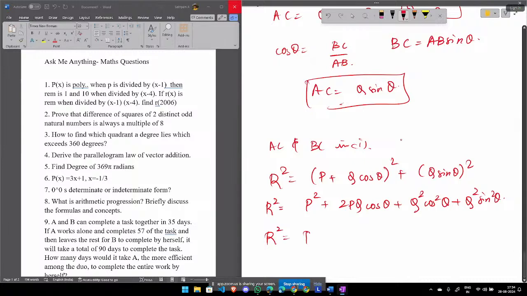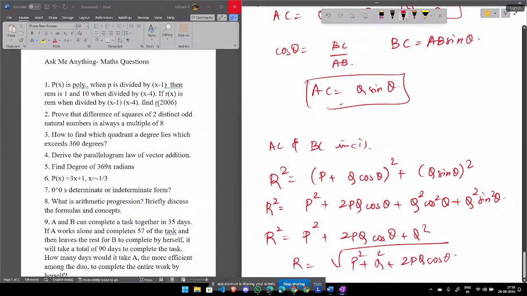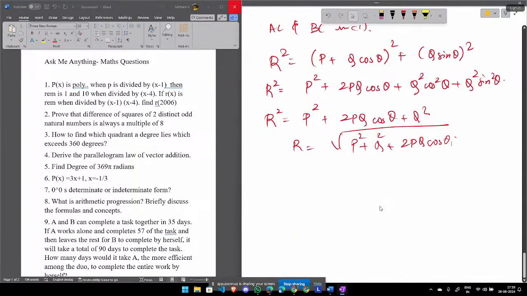Simplify, I can also write it as P square plus 2PQ cos theta plus Q square, or I can simply write it as R is equal to under root of P square plus Q square plus 2PQ cos theta. So this is your magnitude of the resultant. Now the magnitude is done.